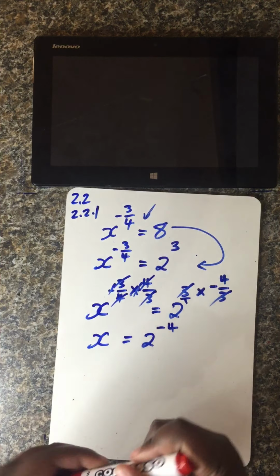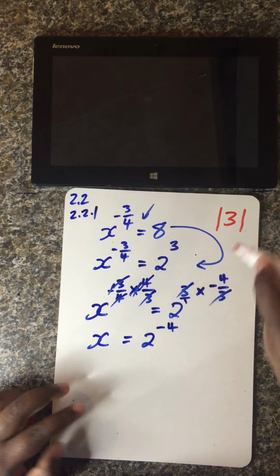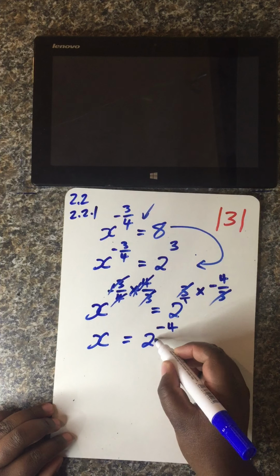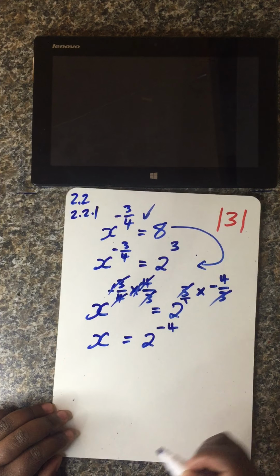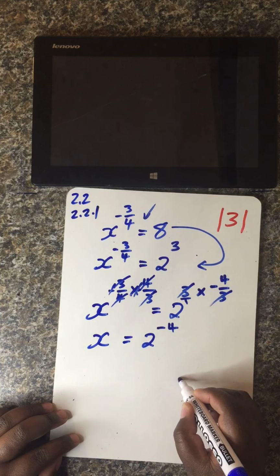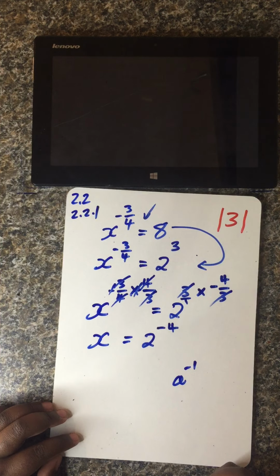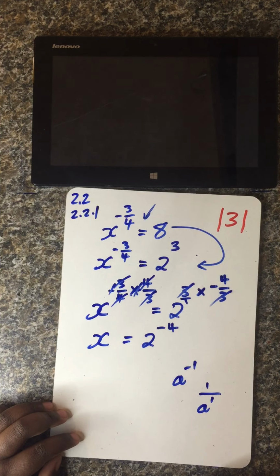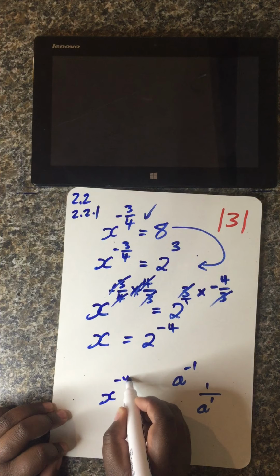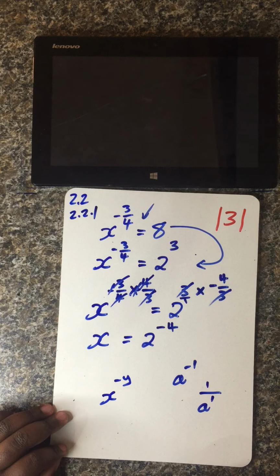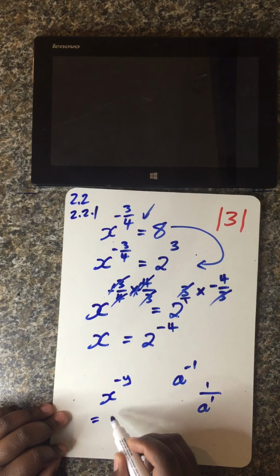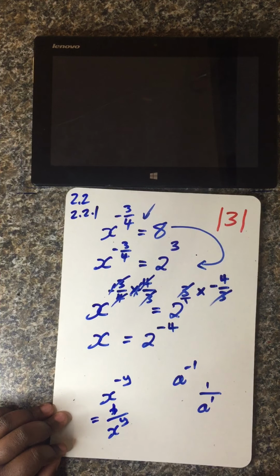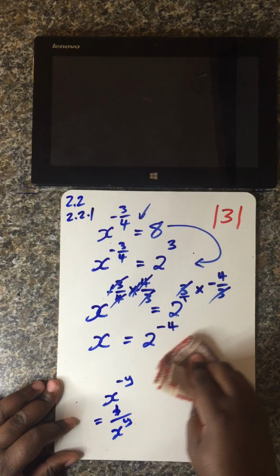Remember, this question is allocated, I think, 3 marks. So you must make sure to show all the steps. You can further simplify this, ladies and gentlemen. Remember, guys, if you've got a to the exponent negative 1, this is the same as 1 over a to the exponent 1. If you've got x to the exponent negative y, this is the same as 1 over x to the exponent y. Very, very much important.